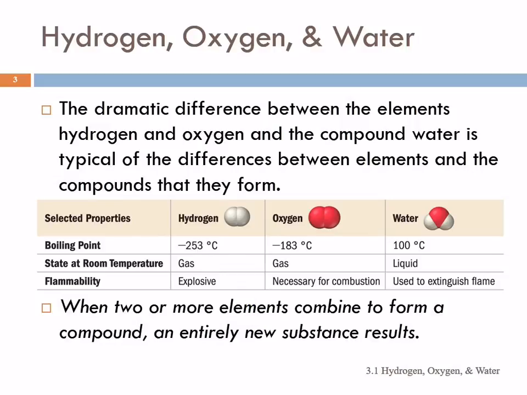But we take these two elements and combine them together, and we can make water. Water is a liquid at room temperature. It doesn't become a gas until 100 degrees Celsius. Look at the difference in these boiling points: minus 253, minus 183, plus 100. That's a huge difference in boiling point by combining the hydrogen and oxygen together. Is water flammable? No. In fact, that's what we typically use to put out fires. By combining these two elements into a compound, we dramatically change their chemical and physical properties. An entirely new substance has formed.